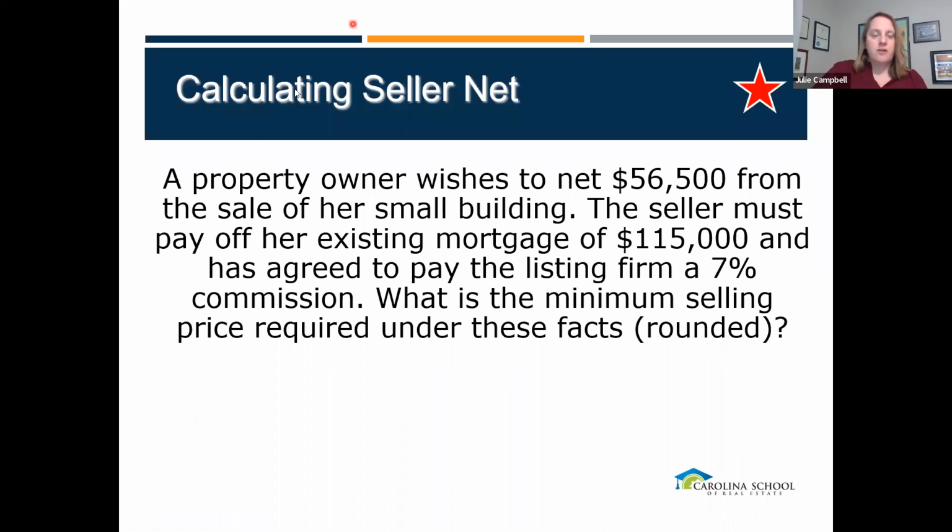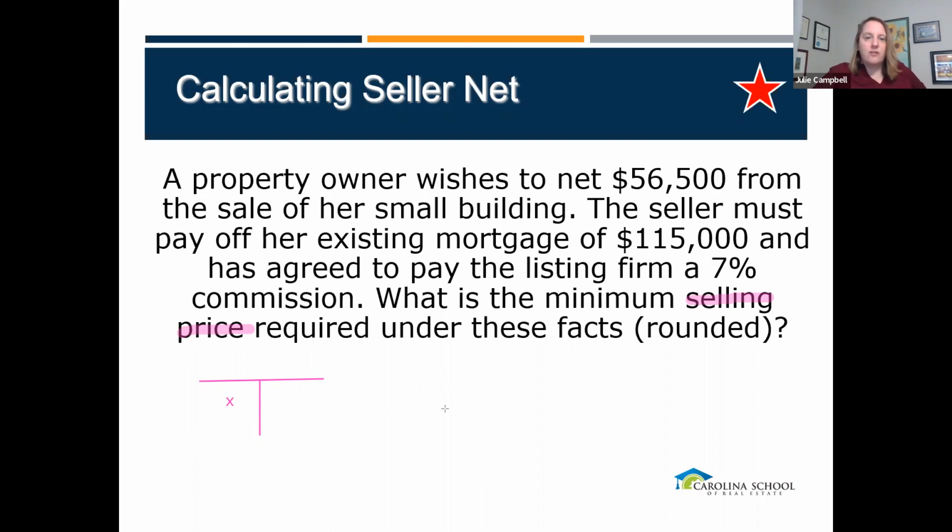So if we look at our T-bar, remember with our T-bar, I like to start with where I want to end. By that, I mean, ask yourself first, what's the problem asking you? And in this case, I'm looking for the sales price. My X is the sales price. This is the number I need to identify.